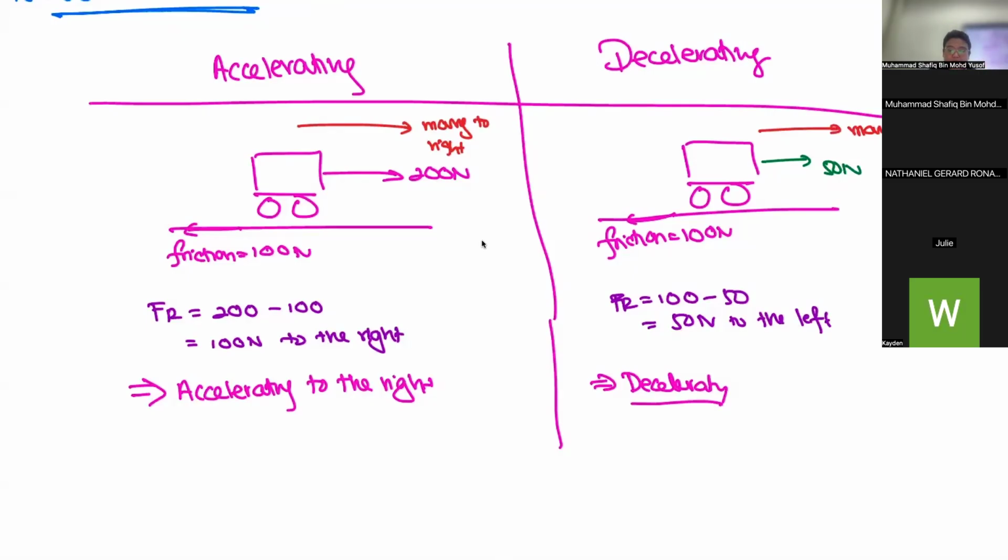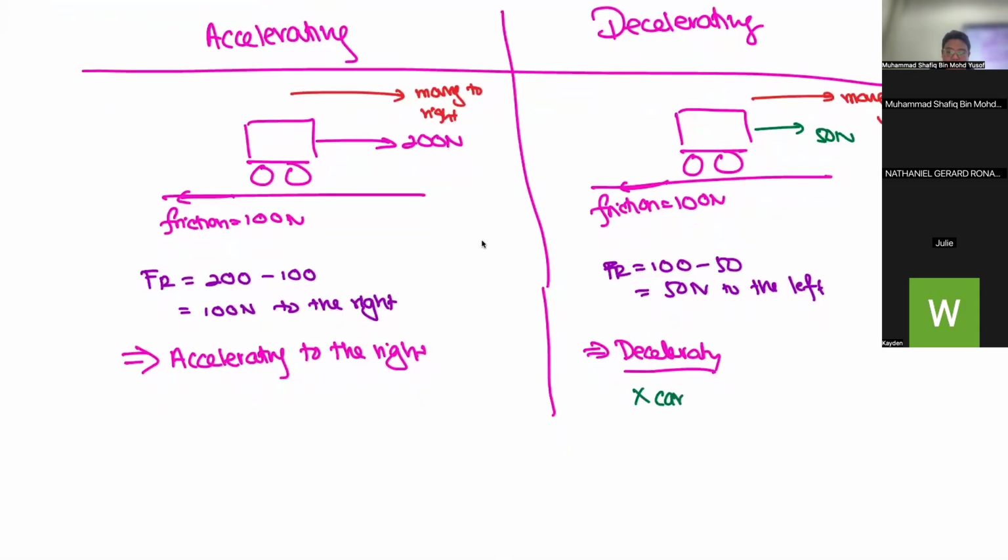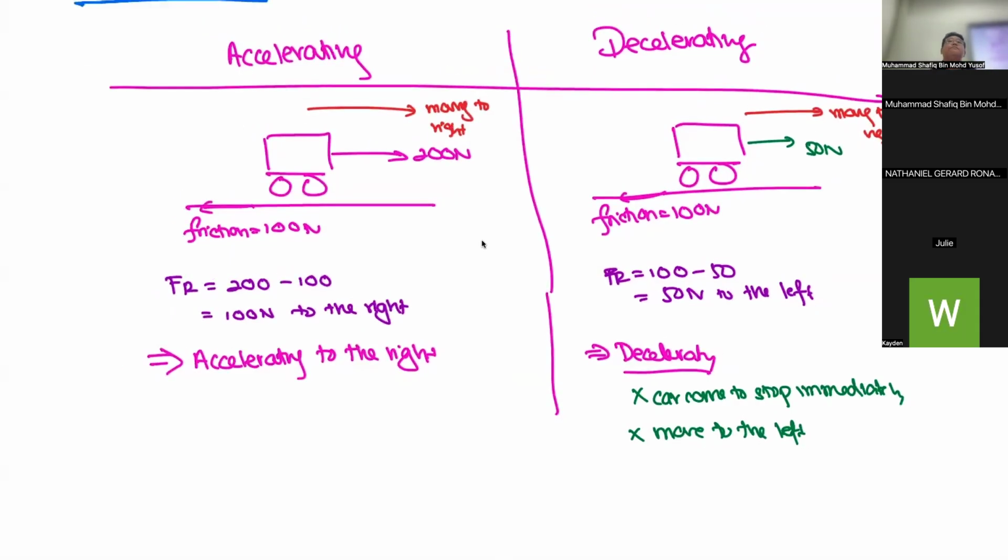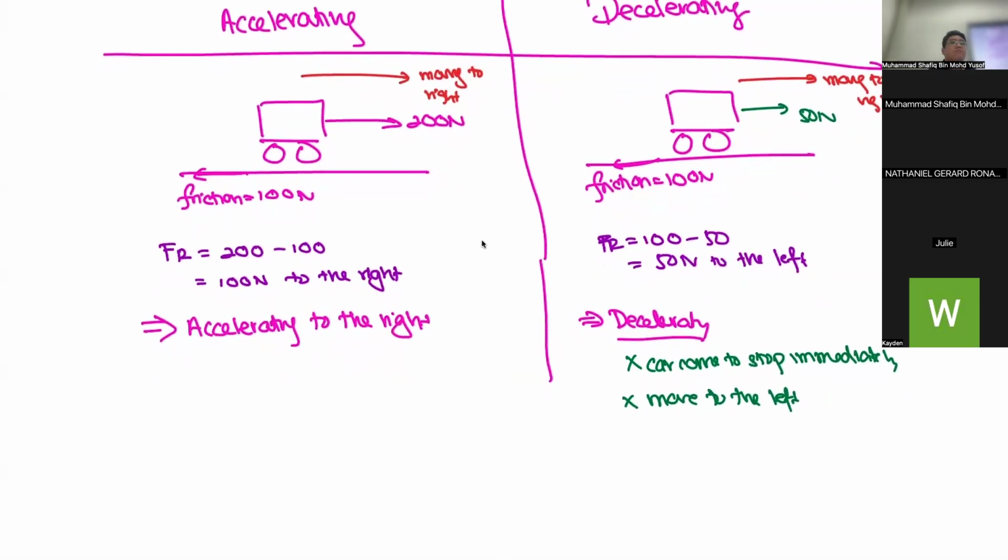So the common mistakes, as I mentioned just now: number one, students will tell me the car comes to a stop immediately. This is wrong. Number two, they will tell me it will start to move to the left. Wrong. Also, please take note. These are very common mistakes students will write, because the car is still moving towards the right, but slowing down. Any questions? Anyone want to clarify anything? No, okay.